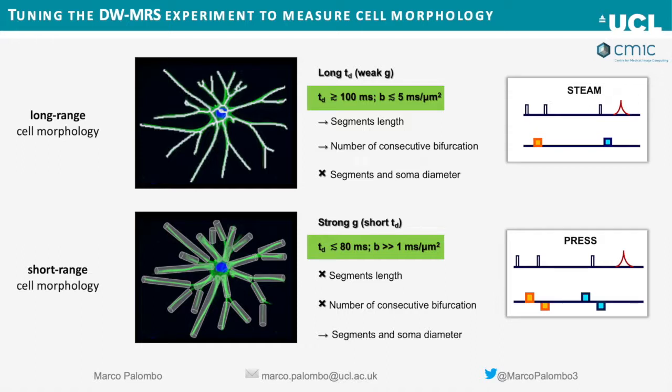So these numbers hold for metabolite diffusion, which is much slower than water diffusion. If you want to make the same kind of rationale for water, you have to scale this number by a factor roughly 4.